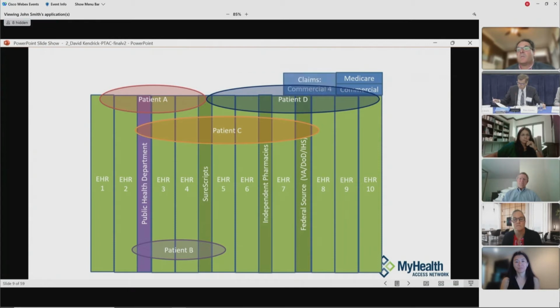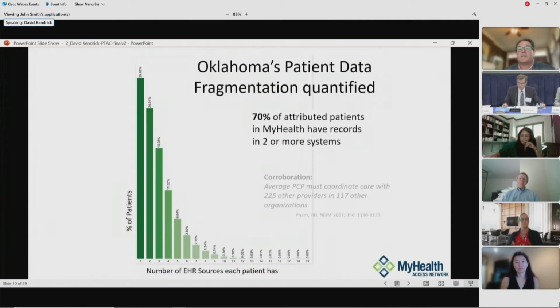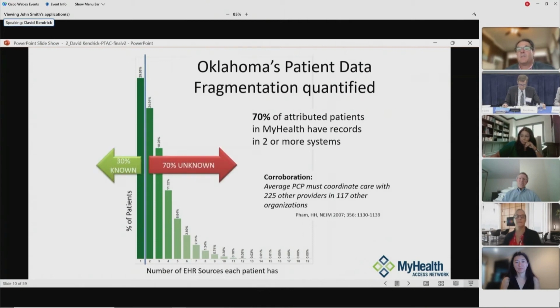And then, of course, 20% of commercial lives change payers every year, which essentially is a death and birth event from the perspective of that payer with data. Next slide, please. We quantify that fragmentation rigorously in Oklahoma. We show about 70% of every patient seen has data in more than one clinical location. That's actually over 90% now that we've updated it.